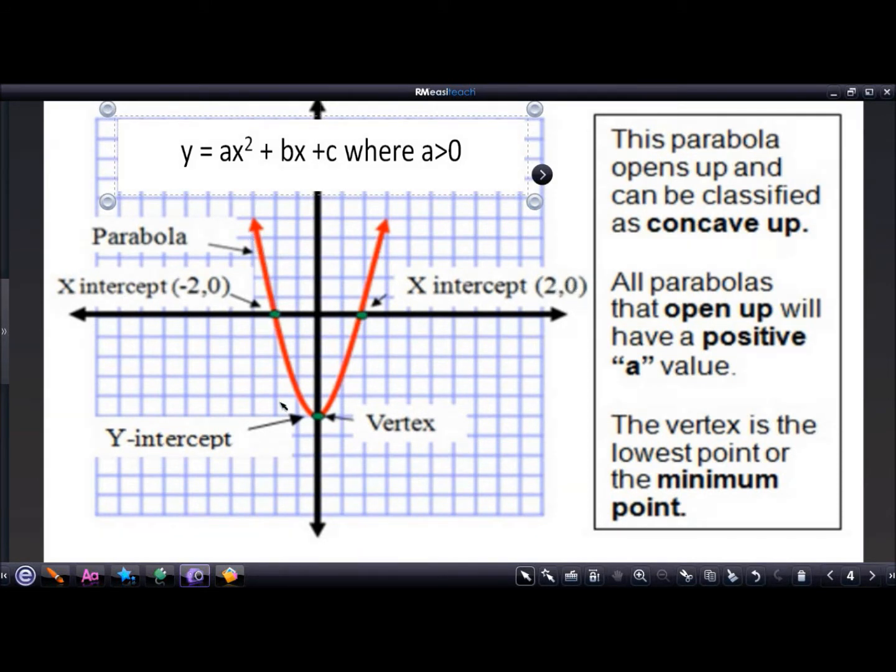So this diagram represents a situation where a is greater than 0. So in general, we should memorize that if we have a given quadratic function where a is greater than 0, then it will be concave up, and as a result, there will be a minimum value at the vertex.